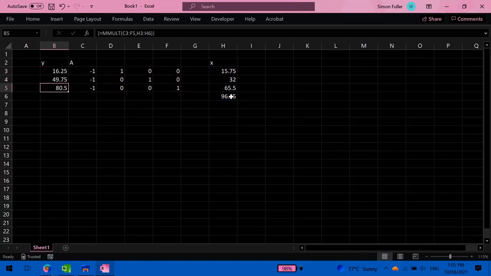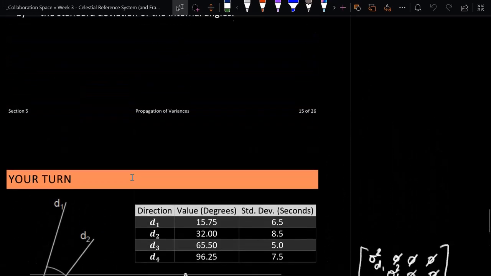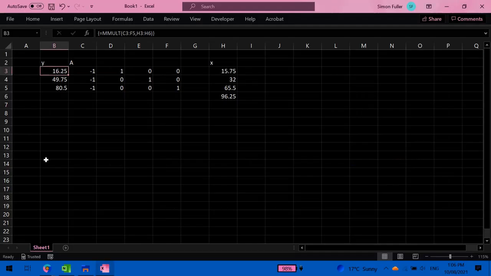Okay, so we've answered the first part that we were required to do here. So that simple calculation has allowed us to answer A. We've calculated the internal angles here. Now we need to move on to the bit that uses propagation of variances, part B, the standard deviations of the internal angles. We have the internal angles here.